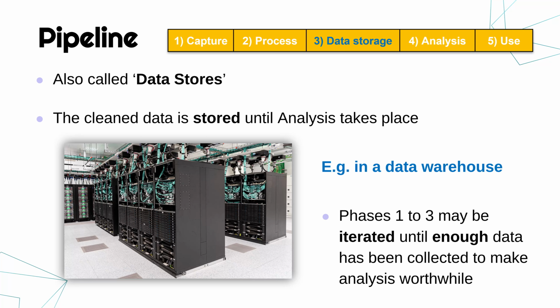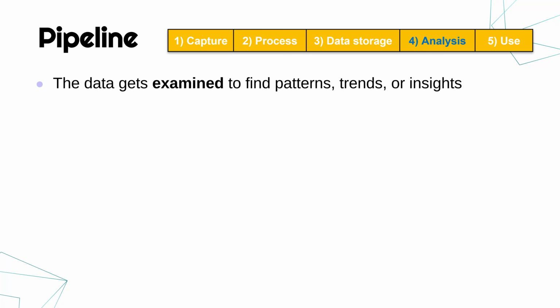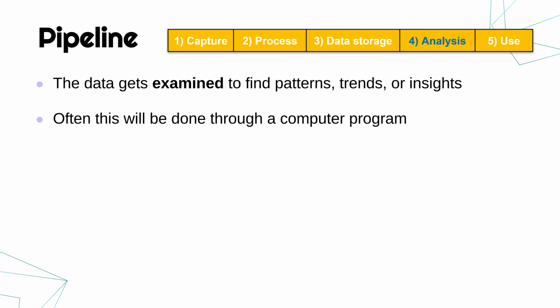In the early stages of a pipeline, you might not really have enough there to be able to do any actual analysis yet. However, when you have got enough data, you can move on to phase 4, which is the analysis phase, where you are doing the examining of the data to try and find these patterns, these trends, or these insights. And it's important to bear in mind that often this is done through a computer program, and you may find that actually the results don't always prove useful immediately.